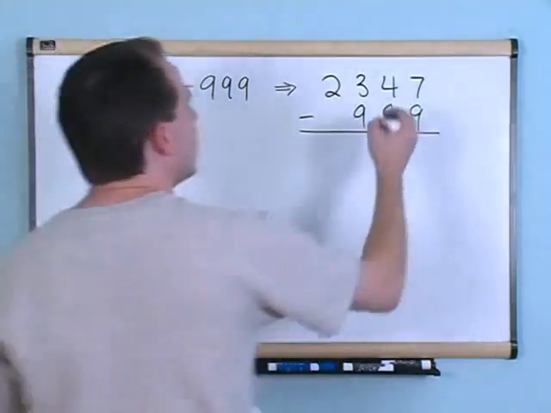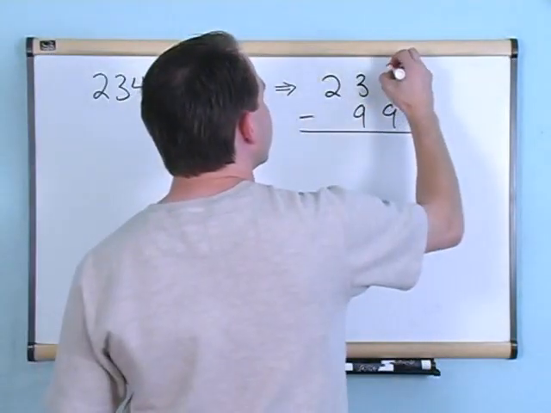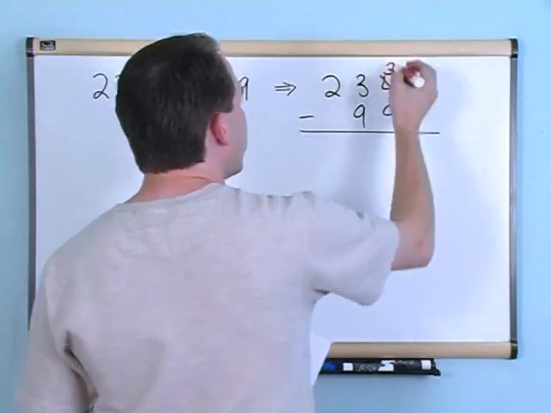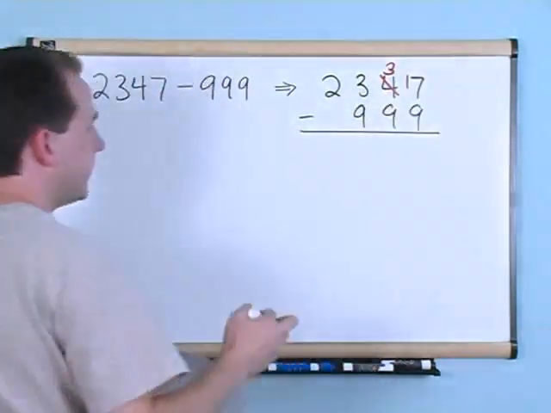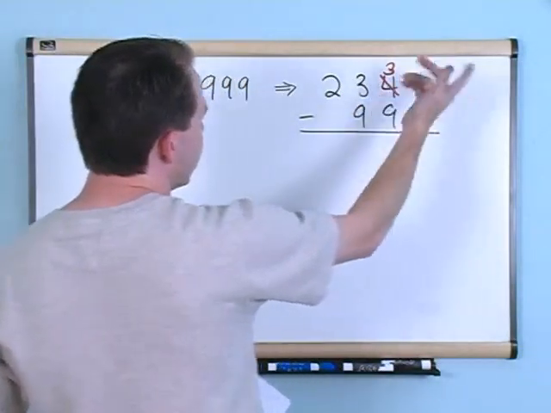So let's do that. We're going to scratch through this 4. We're going to borrow 1, so we're going to make him a 3. We're going to write a 3 on the top there. Now the one that we borrowed goes in front of the 7, making him 17. Okay? So that's all we did. We borrowed from the 4 and we made a 17 here.